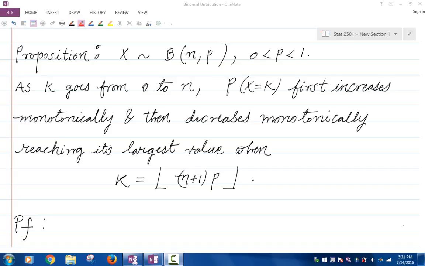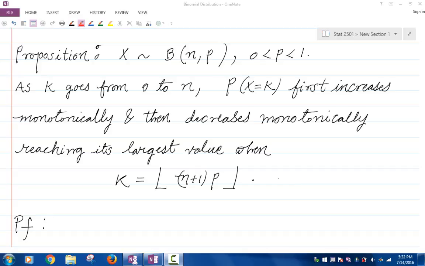Now, as k goes from 0 to n, the probability that x is k first increases monotonically and then decreases monotonically, reaching its largest value when k is the floor of the value n plus 1 times p. Now let me explain what is the meaning of floor of n plus 1 times p. The floor of n plus 1 times p is the largest integer smaller than n plus 1 times p.